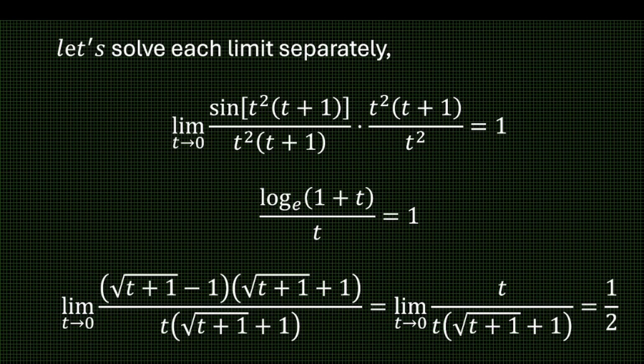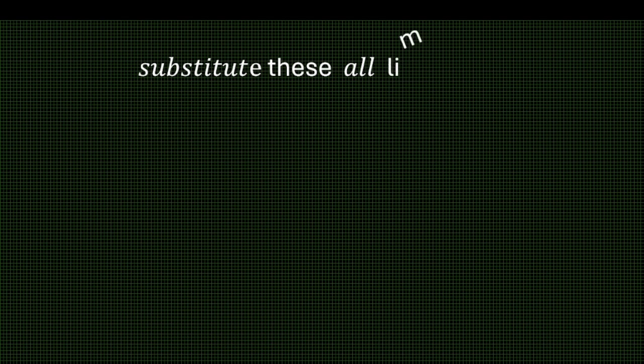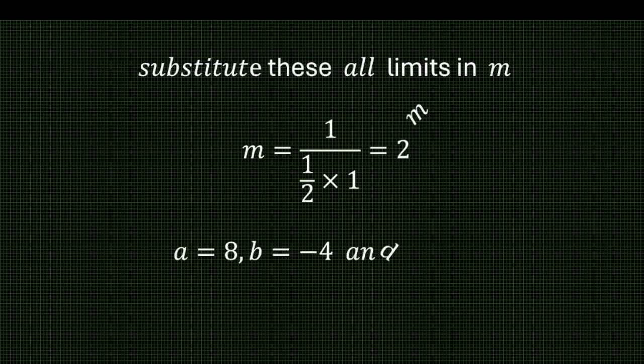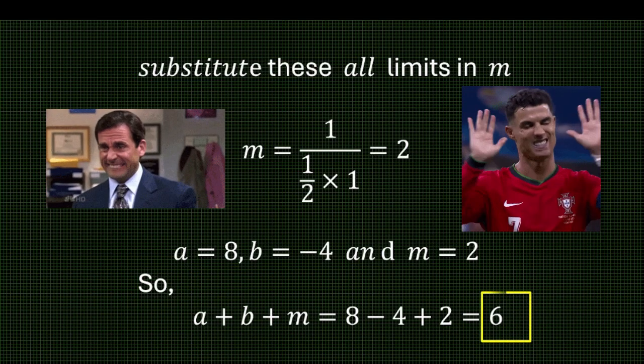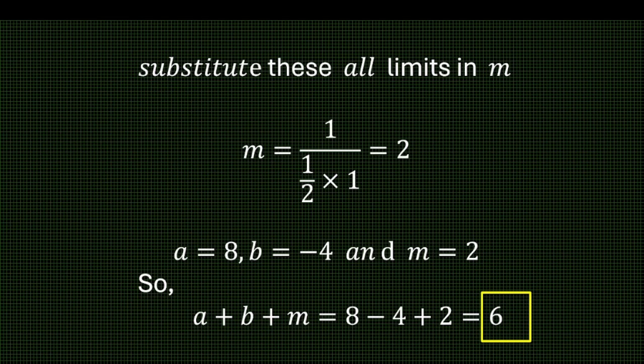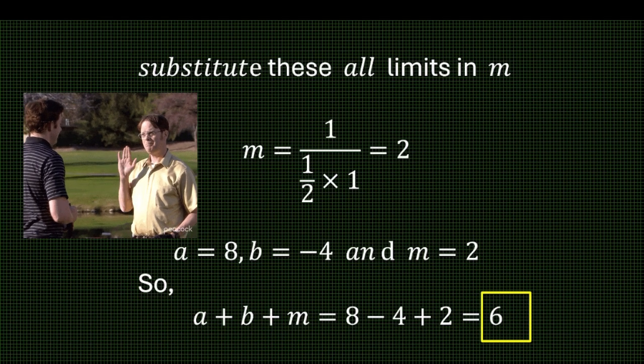By rationalizing the numerator, multiplying the top and bottom by the conjugate under root t plus 1, we will get the limit is equal to half. We substitute all our terms into this limit m. We will get m is equal to 1 divided by half into 1, which is equal to 2. And this is our final answer. So a plus b plus m is equal to 8 minus 4 plus 2 is equal to 6.